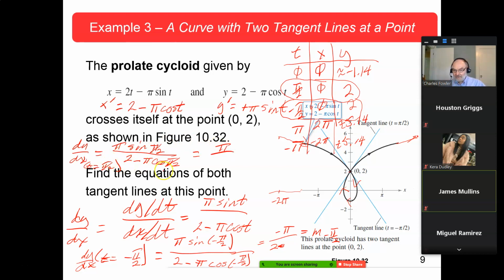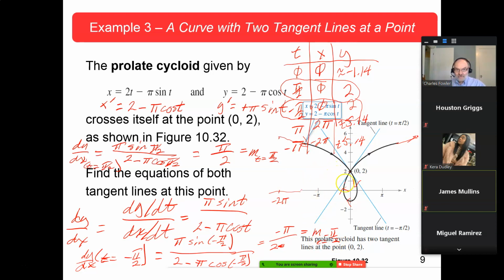And then the bottom, cosine of pi halves is 0, so that's just going to be 2. So that would be something a little bit greater than 3 halves. So this is the slope. This is your m when t is pi halves. This is your m when t is negative pi halves.